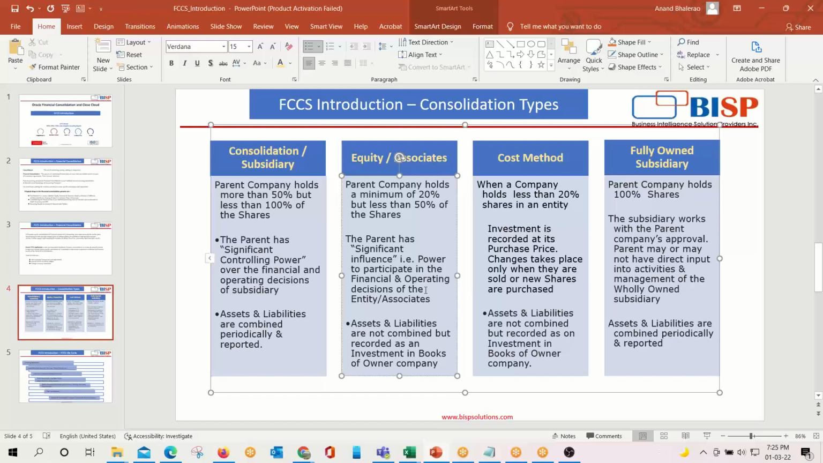In the equity method, assets and liabilities are not combined, but the investment made, that is the purchase price or the cost of the share, is recorded in the parent company.